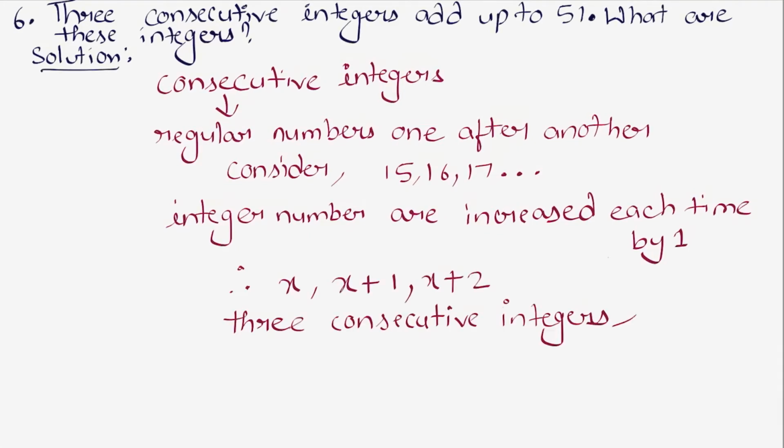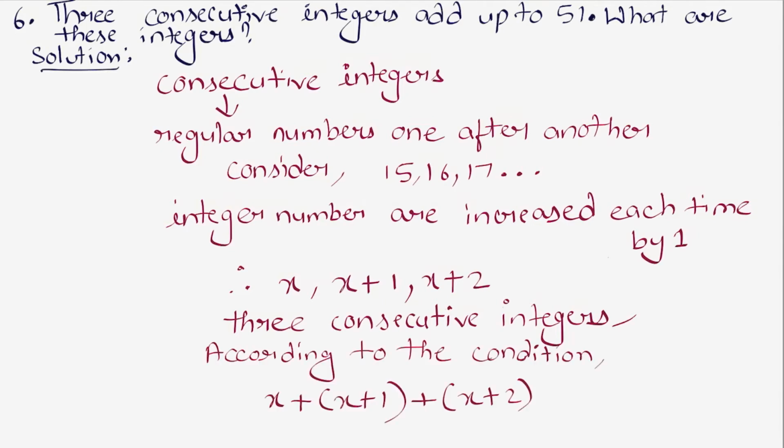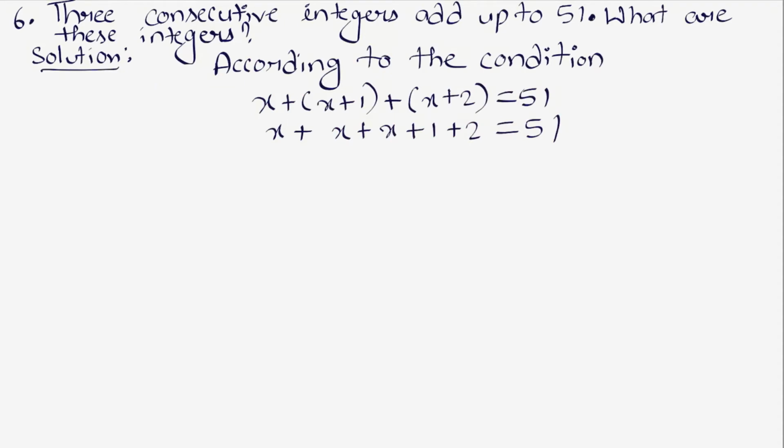The first statement of the question, three consecutive integers add up to 51, means that we let the three consecutive integers be x, x plus 1, x plus 2. According to the condition given in the question, the summation of these three consecutive integers is equal to 51. Now we are going to bring the like terms together. Here we have x plus x plus x plus 1 plus 2 is equal to 51. Now before x there is no number, which means it has 1.